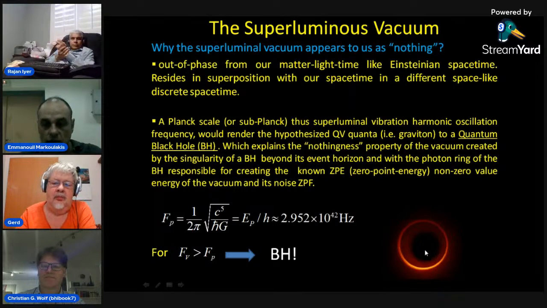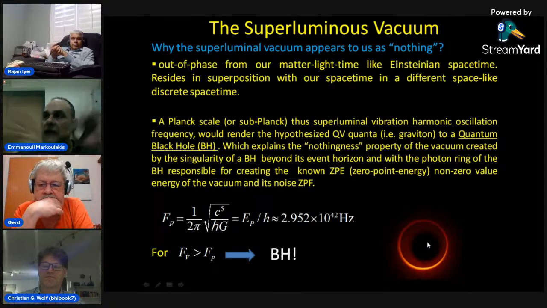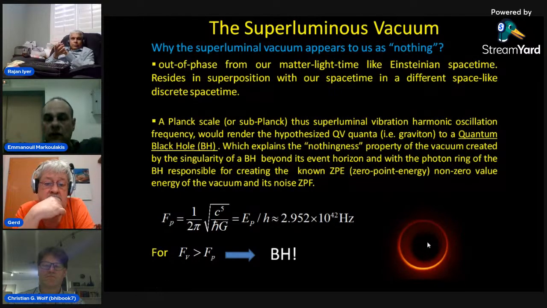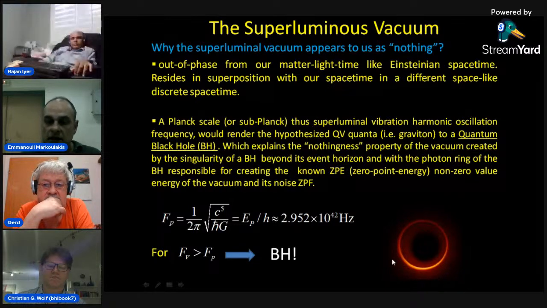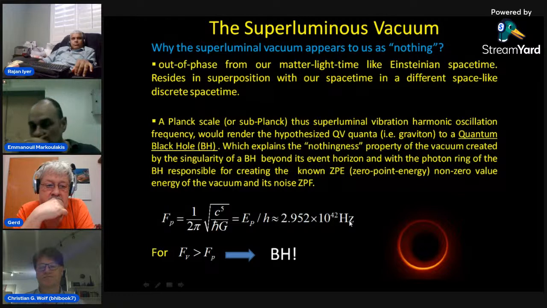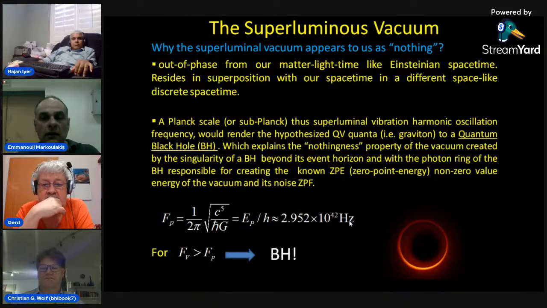So we have gravity created by the singularity, the nothingness we see of the vacuum created by the singularity here of the graviton, and the 0-point energy we actually observe is this area here, the photon ring of a black hole. So this explanation explains very nicely, I believe, both phenomena: the nothingness of the vacuum, and also the actual observable 0-point energy of the vacuum in the form of noise.